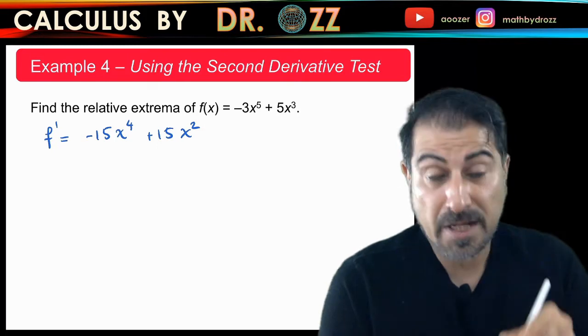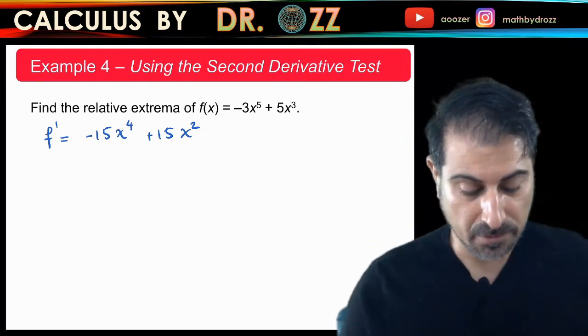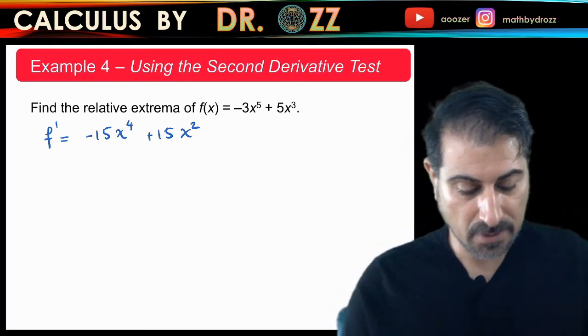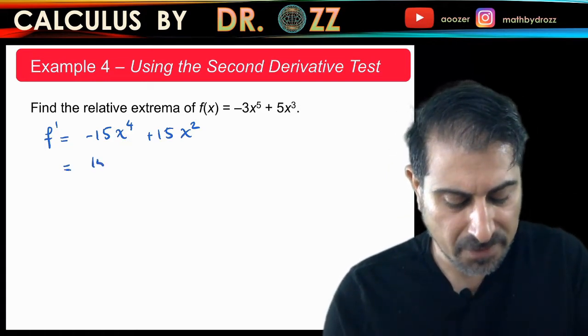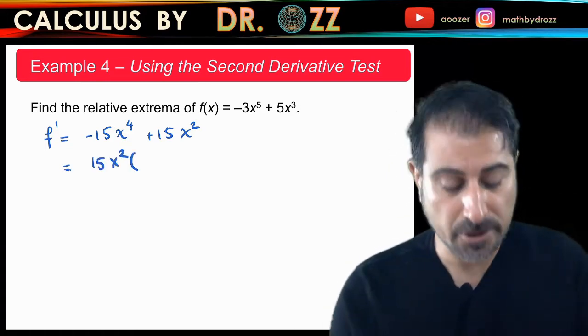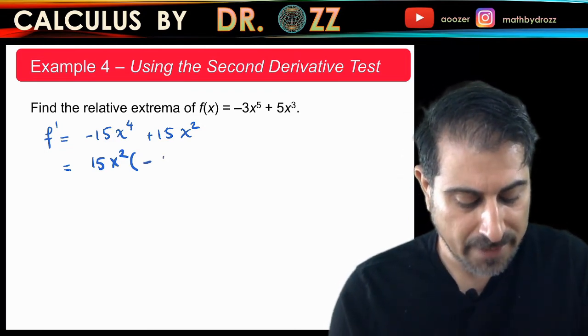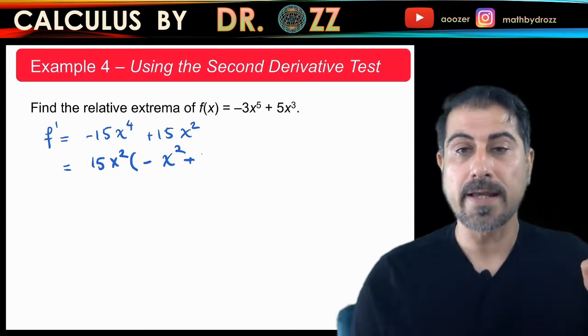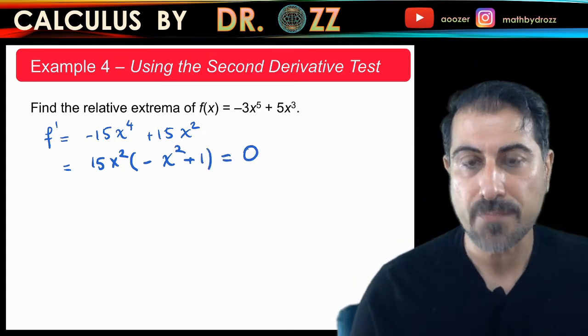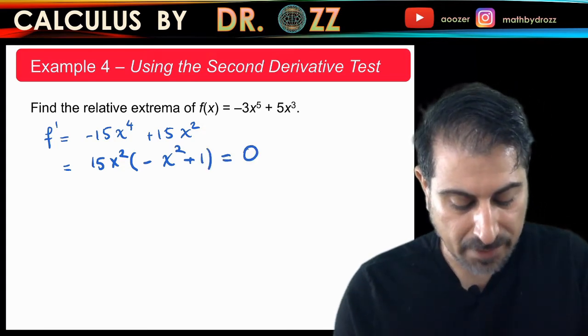Remember that we're going to set this equal to 0, so we should probably factor this as much as we can. First off, 15x squared is a common factor here. So we have negative x squared plus 1. And now we're setting that equal to 0. So you have in fact three zeros.